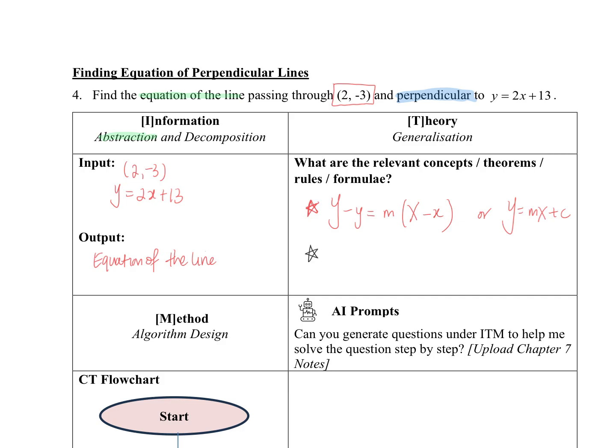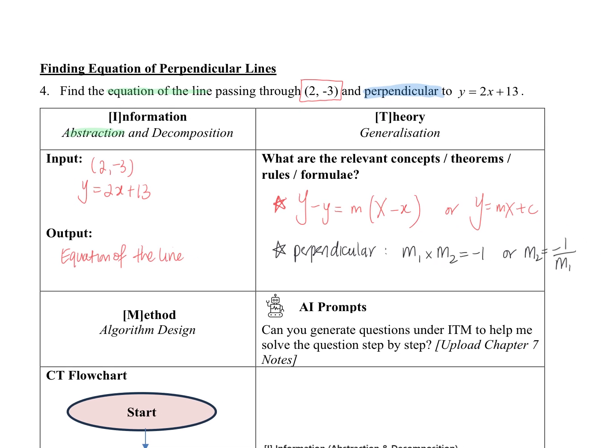Okay. So we learned that if they are perpendicular, then the gradient of the two lines, line 1 and line 2, must be negative 1. If you don't like to multiply the two gradients, you can think of it as the second line is the negative reciprocal of the first one. So this is the theory that should come up in your mind when you try to solve it.